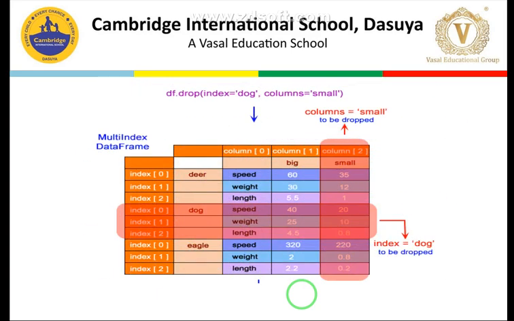Students, next is that we applied the operation on the multi-index. So here we removed the first level index, dog, and then we applied the same operation with the column small. So we removed this column small for all the three level 1 index, and also removed the level 1 index dog.